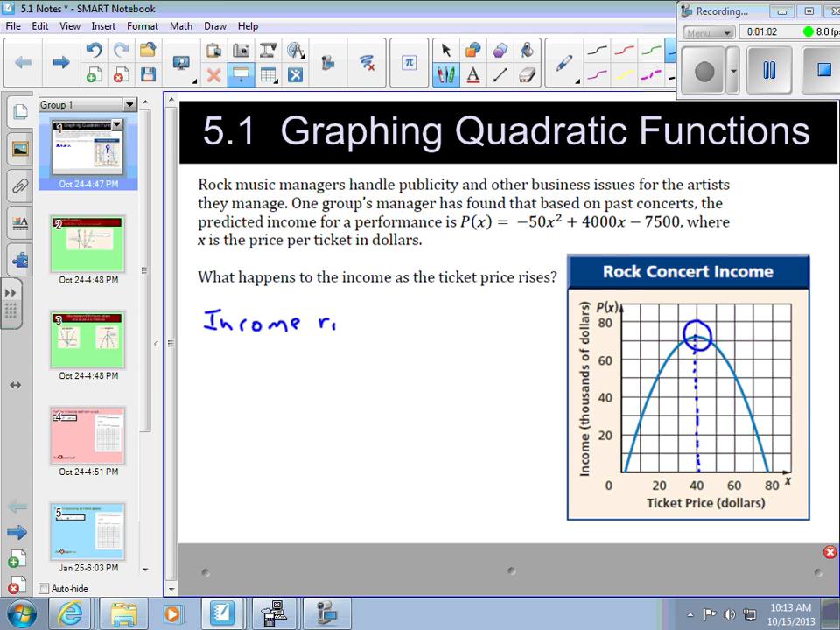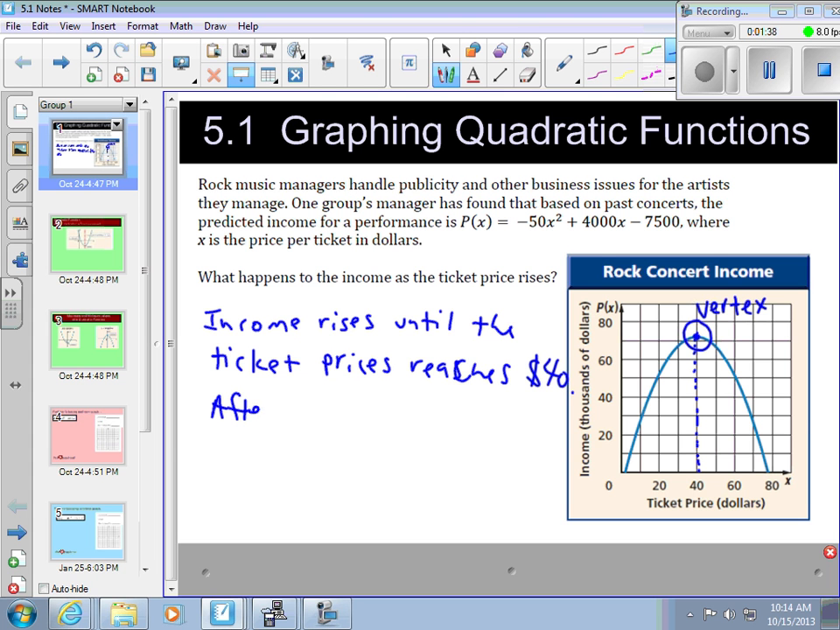So the income rises until the ticket prices reach $40. At $40, we get what's called a maximum. This point we're going to be talking about today, where it hits the top, is called the vertex of a parabola. So when it gets to that vertex of $40, then the income level stops rising. After that, income decreases.